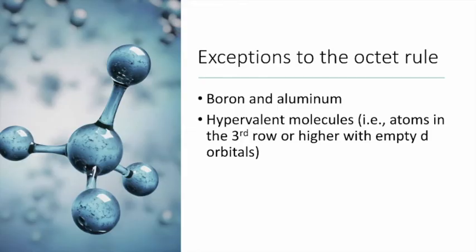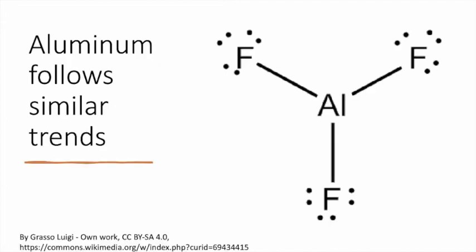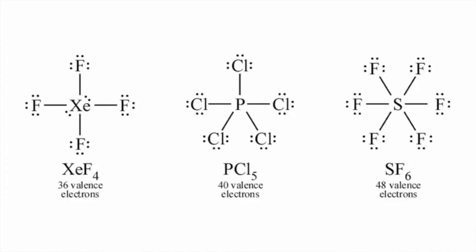There are a few exceptions to the octet rule you should know about, and these will be important when we look at molecular shapes. Boron has 3 valence electrons. Sometimes it forms an octet, but sometimes it doesn't. It usually does not form double bonds. Aluminum follows similar trends, and beryllium is also perfectly happy to not have an octet. Atoms in the 3rd period or higher are able to recruit some of the electrons in their d orbitals to share.